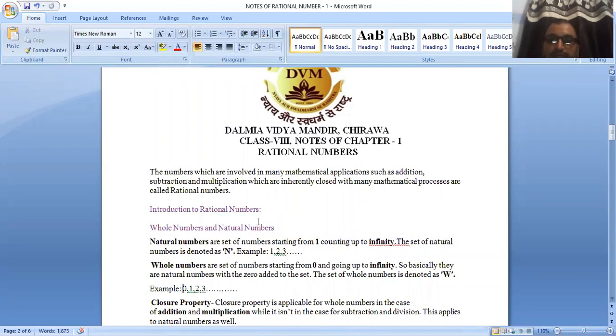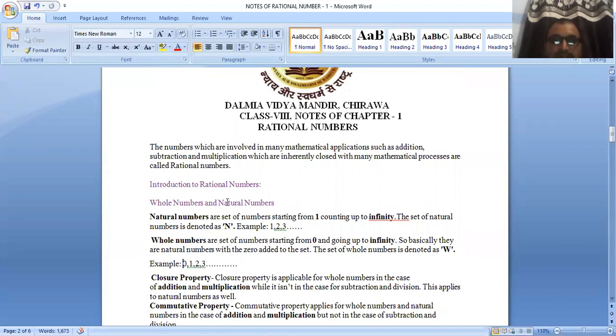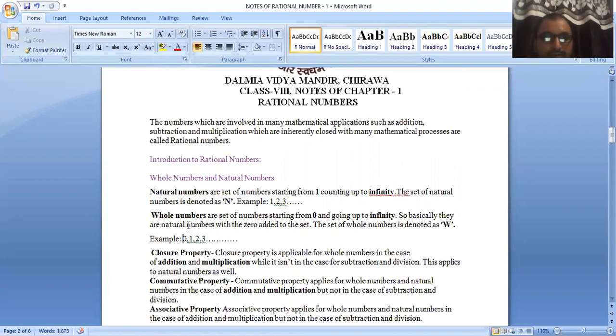Before telling you about rational numbers, I will tell you about the different types of numbers. First are whole numbers and natural numbers. First, I will tell you about natural numbers. They are a set of numbers starting from 1, counting up to infinity.